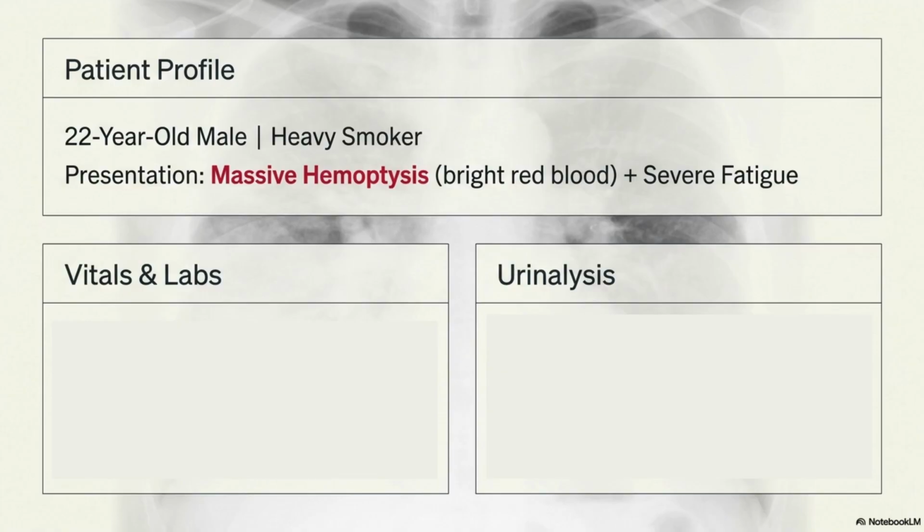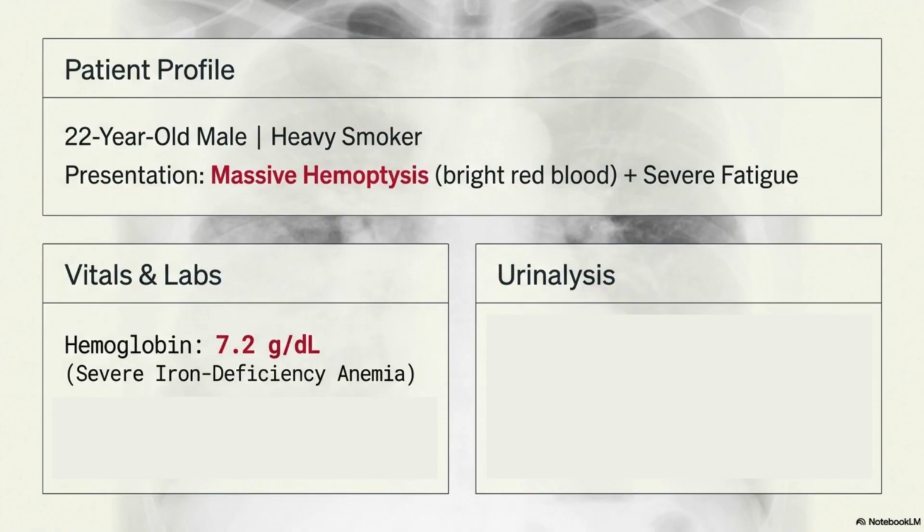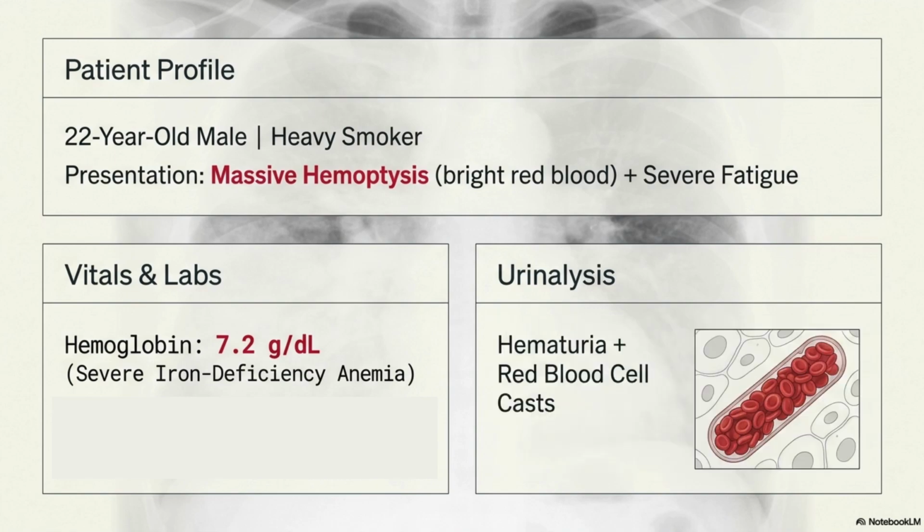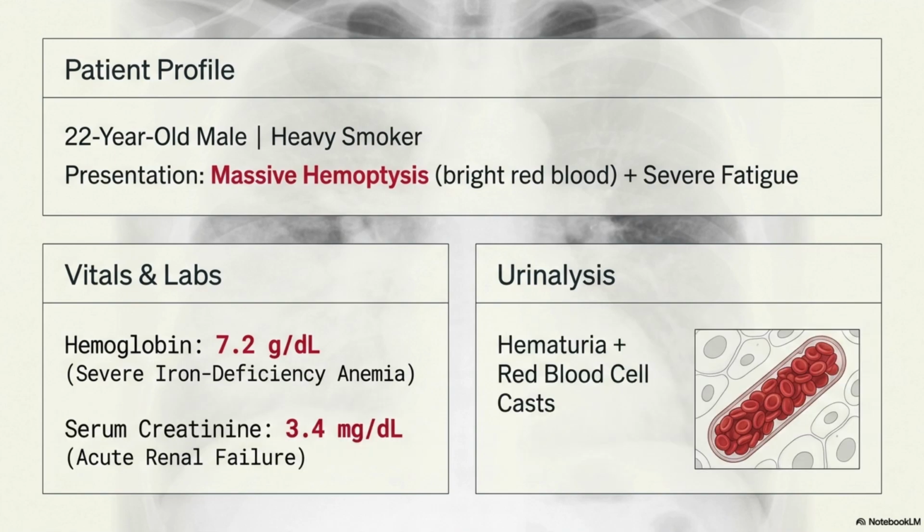Let's look at his vitals and labs. His hemoglobin has plummeted to 7.2 grams per deciliter, indicating severe iron deficiency anemia. His urine analysis shows hematuria along with RBC casts. Finally, his serum creatinine has spiked at 3.4 milligrams per deciliter, pointing to acute renal failure.